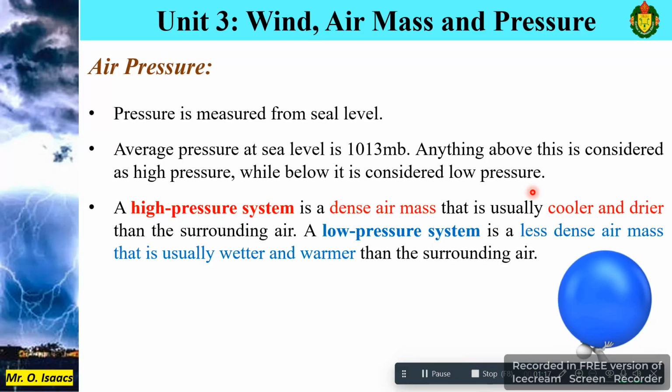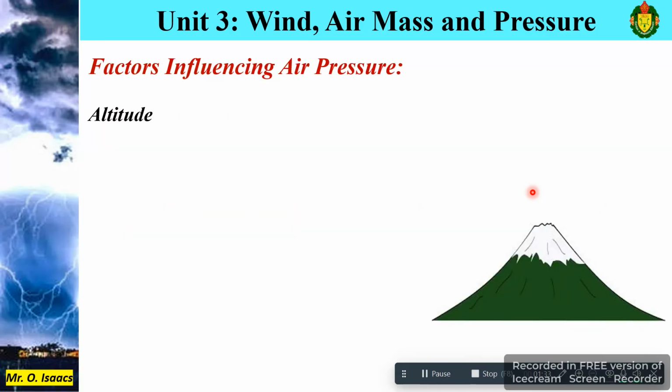So with a high pressure system, it has a dense air mass, and it's usually cooler and drier than the surrounding air, versus a low pressure system, which is a less dense air mass that's usually wetter and warmer than the surrounding air. So now we're going to jump to the factors that influence air pressure.